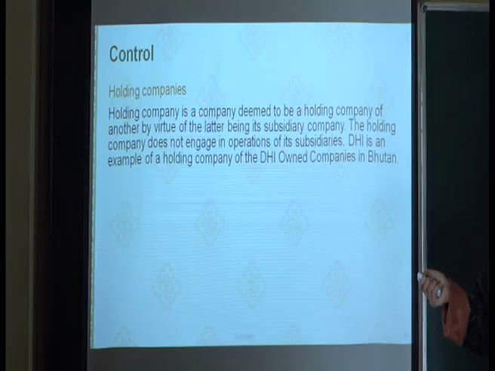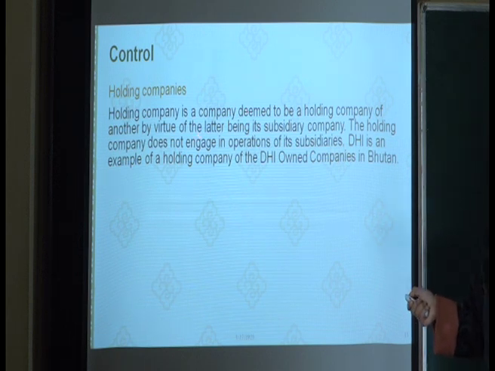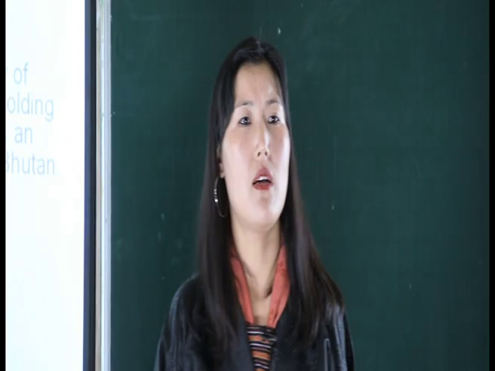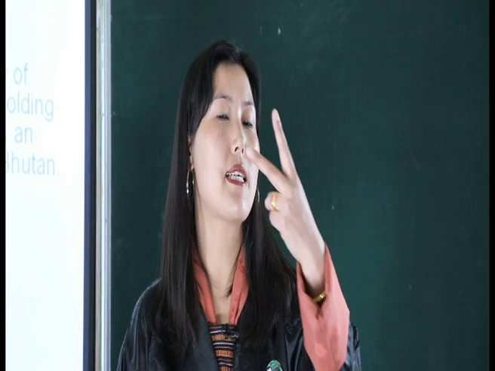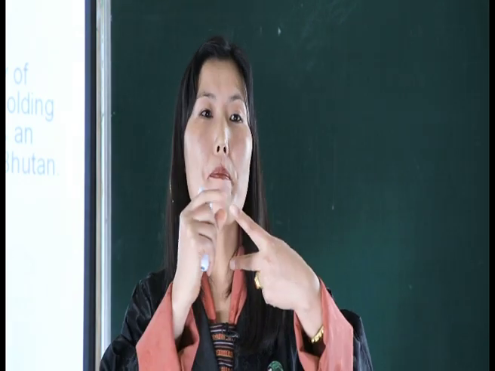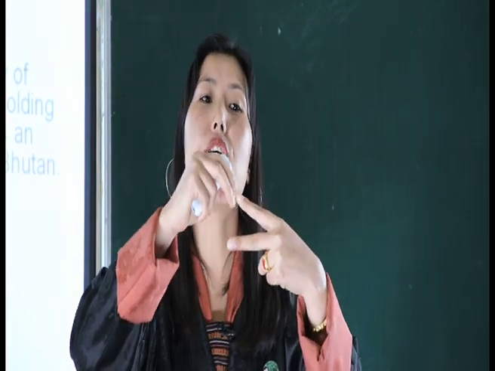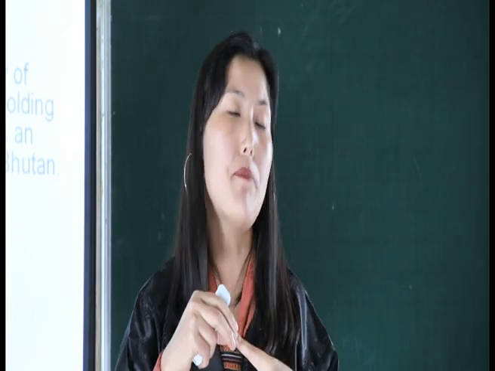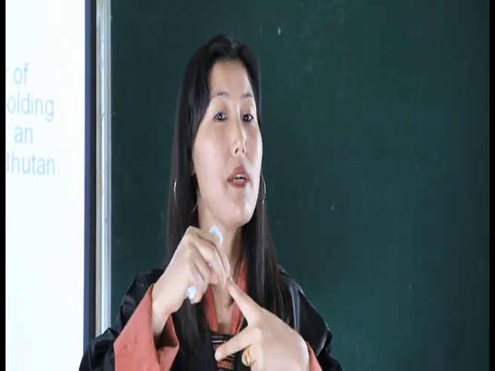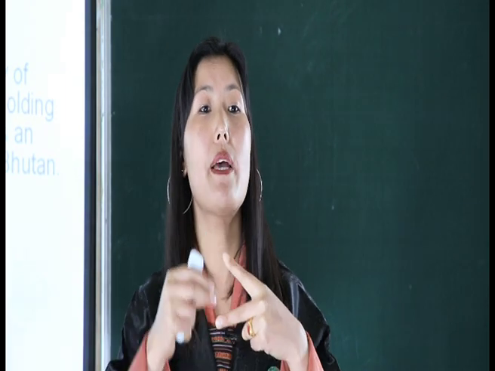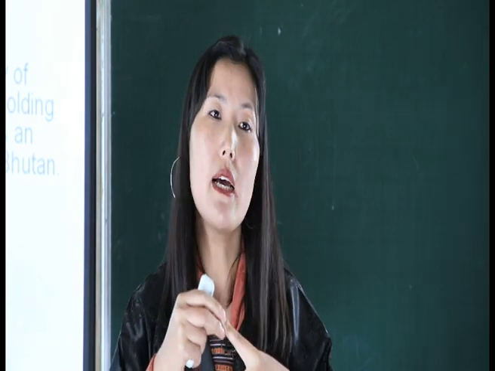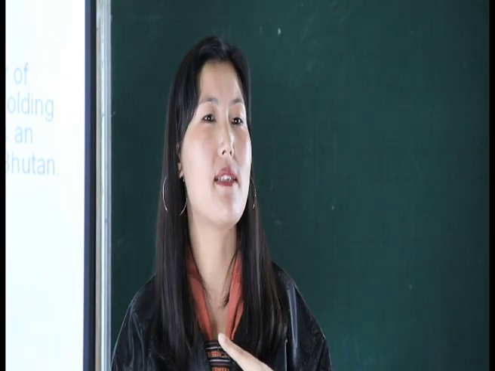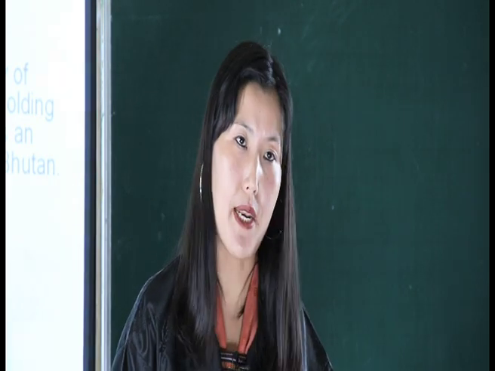A holding company is a company deemed to be the holding company of another by virtue of the latter being its subsidiary company. For example, let's say there are companies A and B. If company A holds the majority shares of company B, then company A is said to be the holding company, because it holds the majority shares of company B. And company B is said to be the subsidiary company.